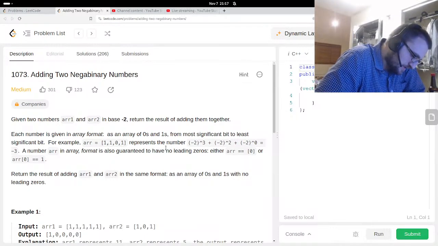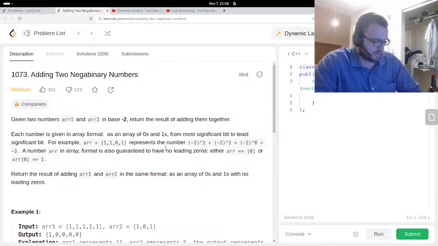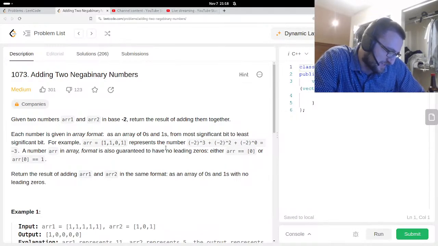1, 0, 0, 1 gives me -2. That's 1 plus -2 to the 0, first, second, third. -2 to the third is -8. So -7 plus 1 is -6. And here we get -2 squared plus -2 to the first. 4 minus 2 is 2. That's not -6. Okay, no. It doesn't work like that.